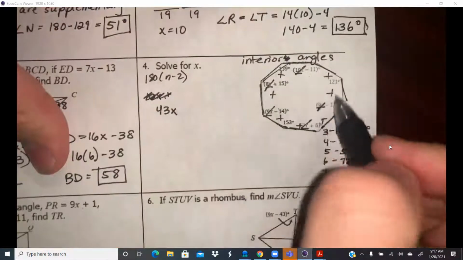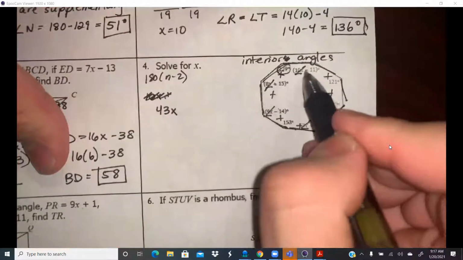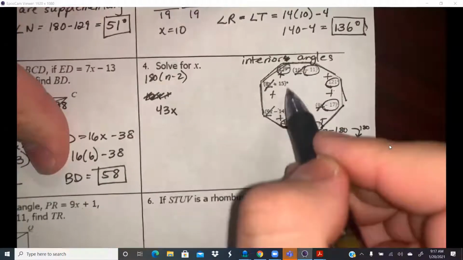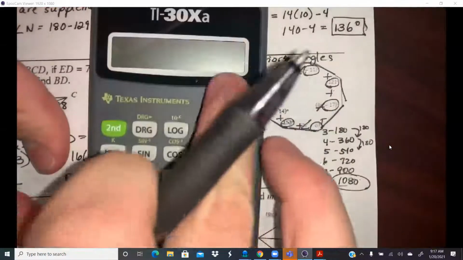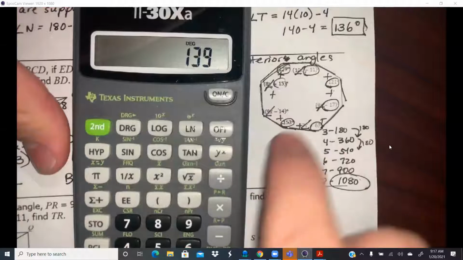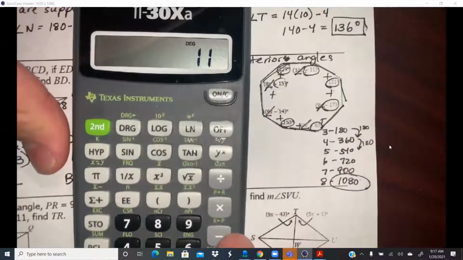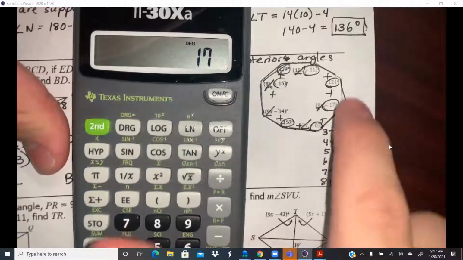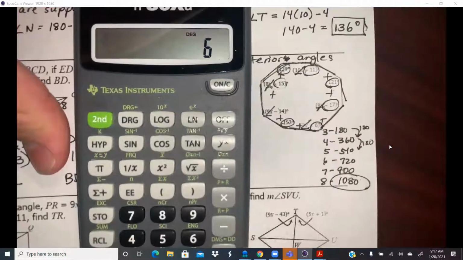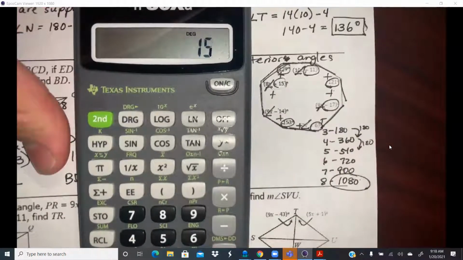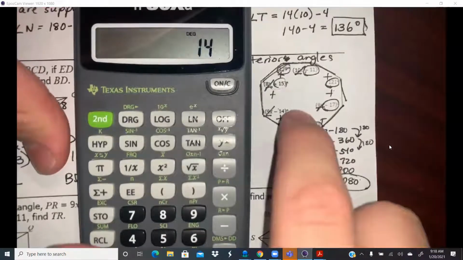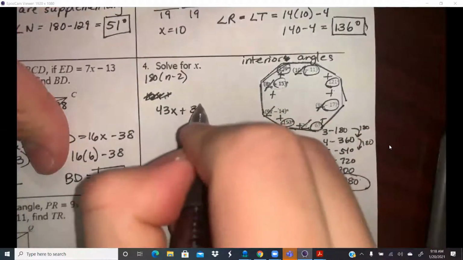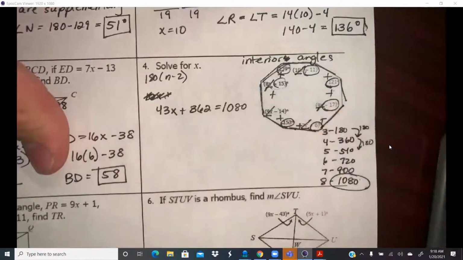Okay? Then I'm going to combine all of my numbers. I have 139, negative 11, 121, negative 17, positive 6, positive 153. I'm going to start with a positive number so that I start off my calculator with that. So I have 139 minus 11 plus 121 minus 17 plus 6 plus 153 minus 14. Is that a minus 15? Yeah, minus 15. So that's going to be 362. And all of that should be equal to 1080.